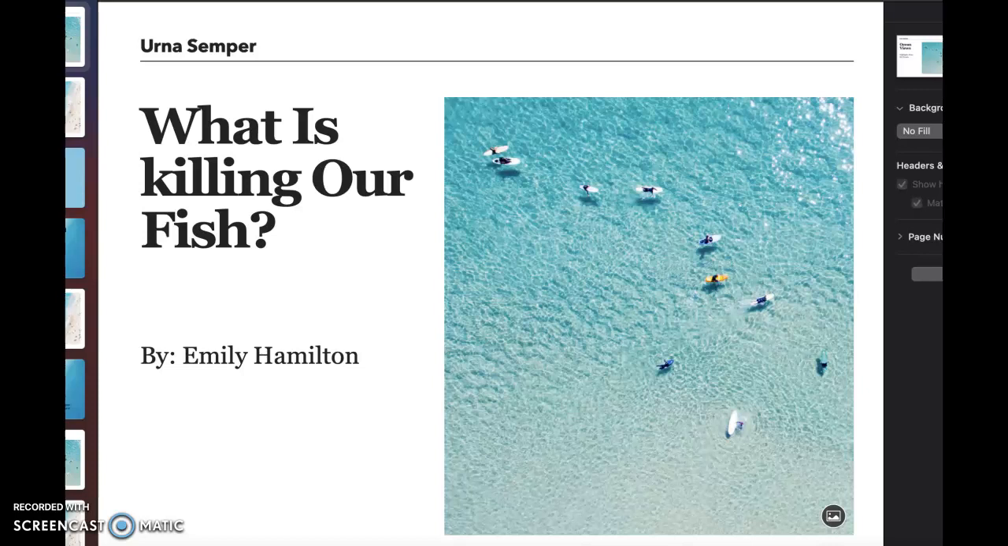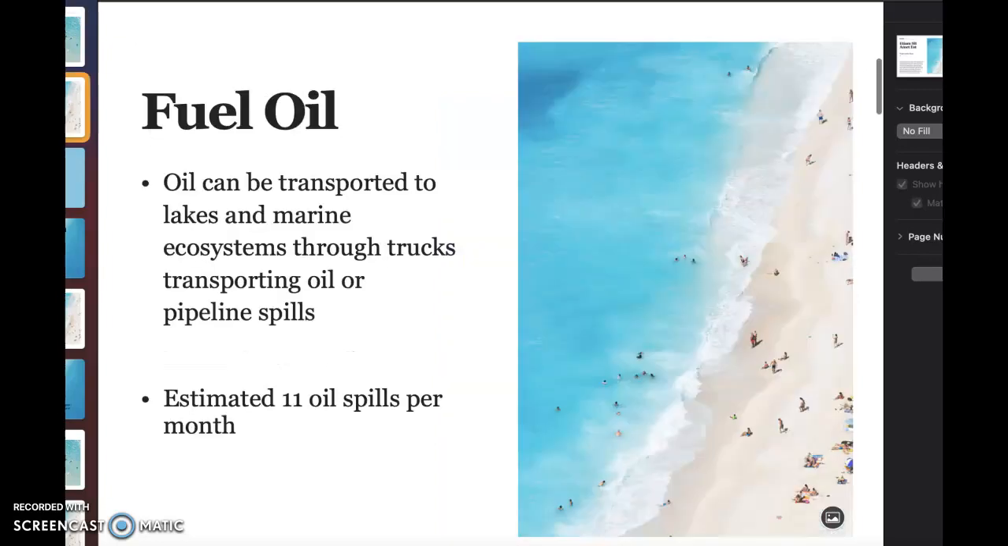So today I'm going to be talking about some possibilities to why fish in this ecosystem is dying. My name is Emily Hamilton.